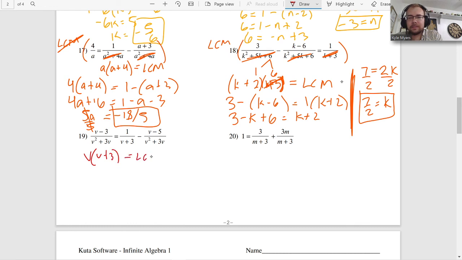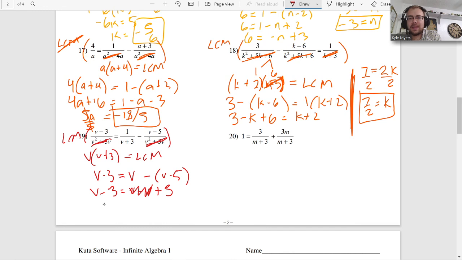All right, and then the last two, we have v plus 3. So that's our LCM. Multiply both sides by the LCM. V plus 3's cancel because it cancels completely with the LCM since it is the LCM. So we have v minus 3 equals v minus 5. V minus 3 equals v minus v plus 5. V minus v is 0. And then we just add 3 to both sides. V equals 8.